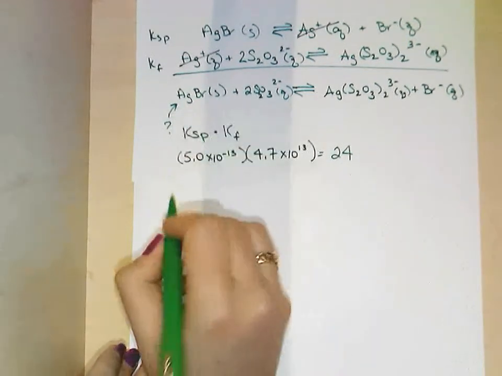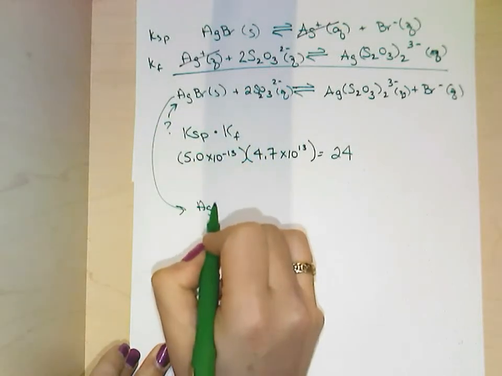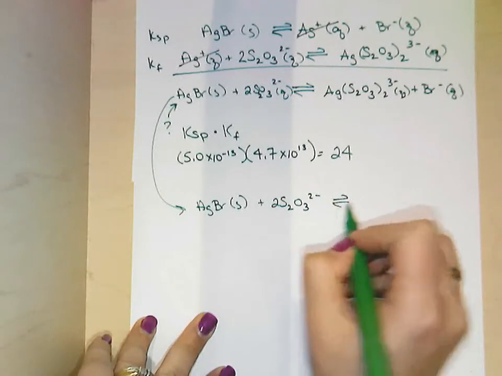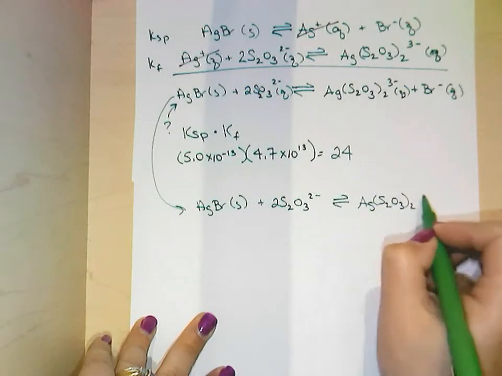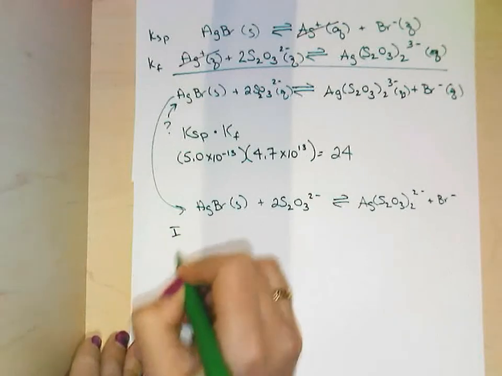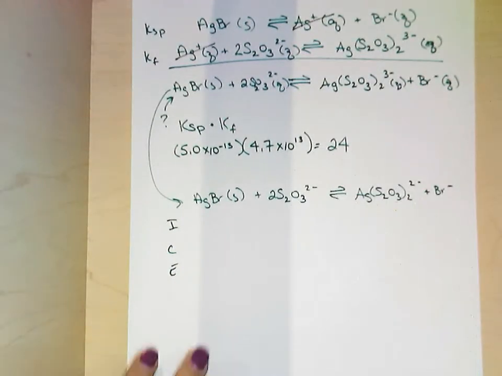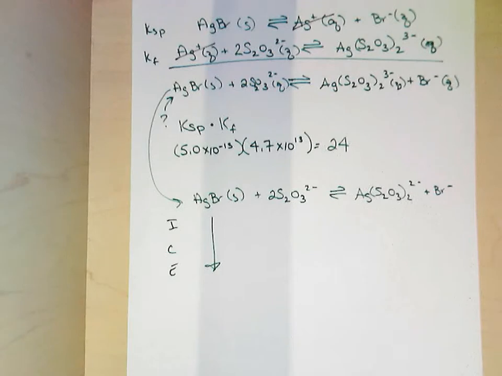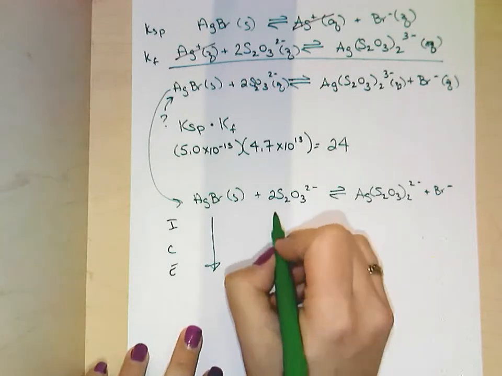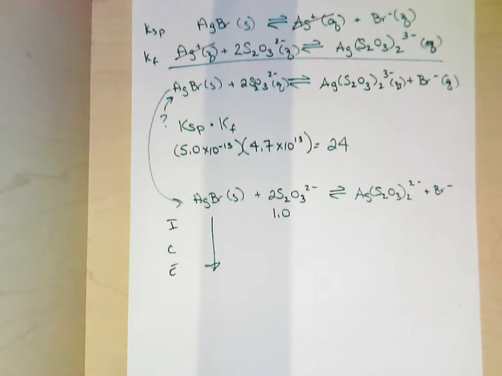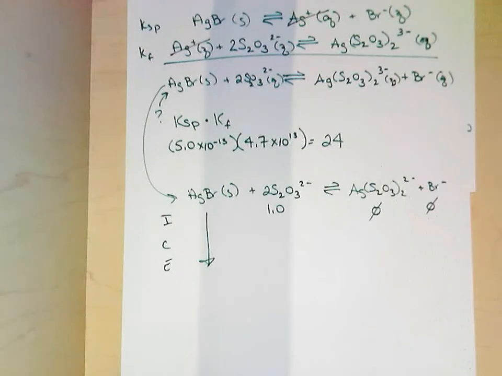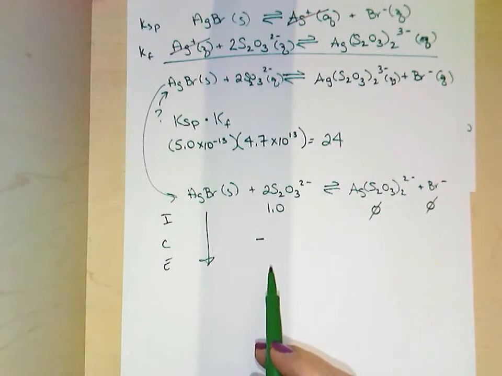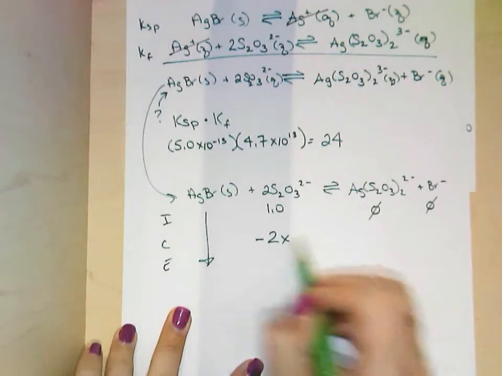You could possibly do this without an ice chart. I like it with an ice chart. What was the molarity of the thiosulfate we put in there? It was 1, eventually, when I got it right. 1 molar. There wasn't any of that. Right, I subtract from this side. How many X's do I subtract from the thiosulfate? 2. I add 1 over here. I add 1 over here.